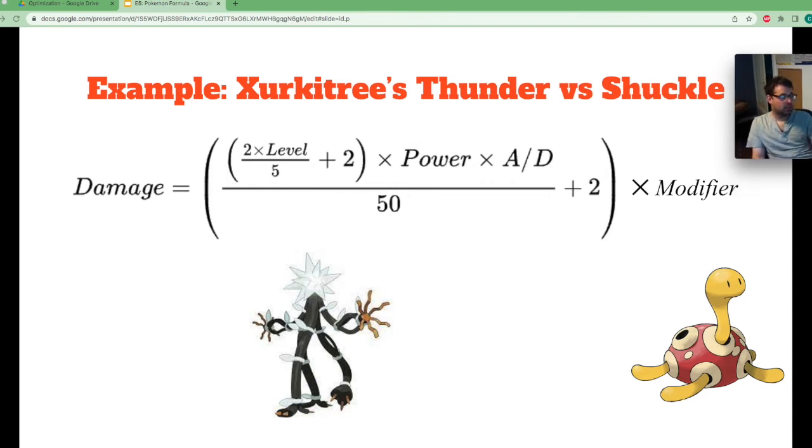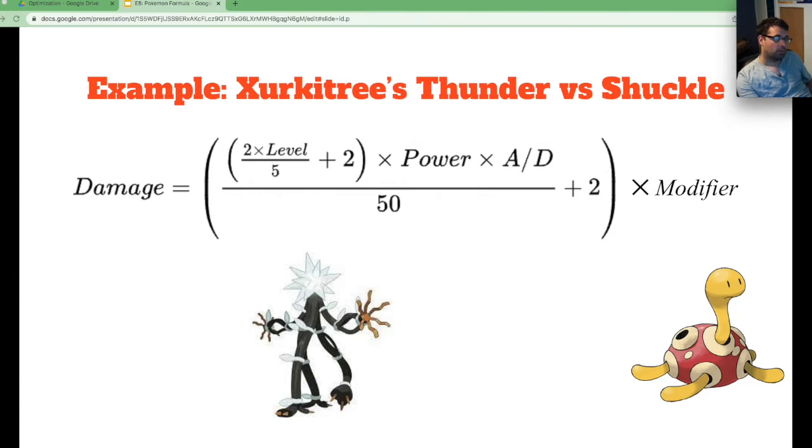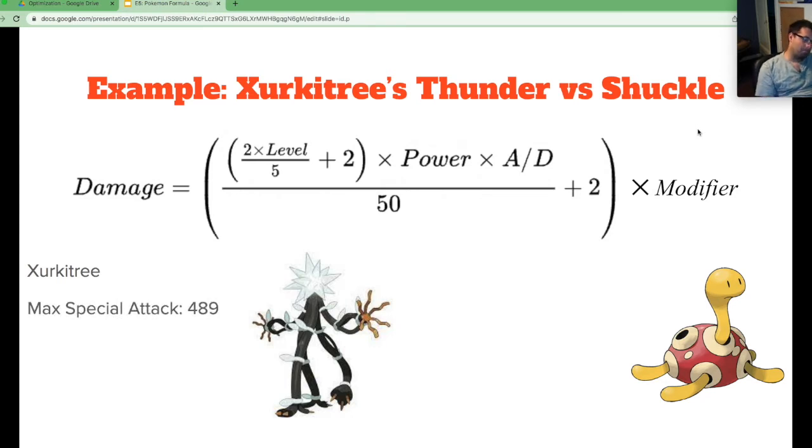So let's just take a look at, I'll keep up there, sorry to the Pokemon fans. So let's take an example, Xurkitree's Thunder being used against a Shuckle. So what this would look like is Xurkitree has one of the highest special attacks in the game. The highest its special attack could be is 489. Thunder has a base power of 110. Level 100 is what we're going to assume this Xurkitree is at.